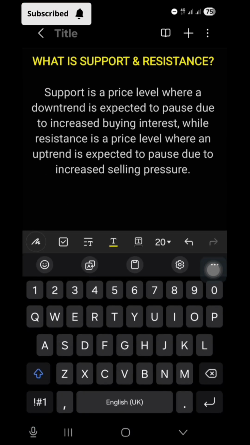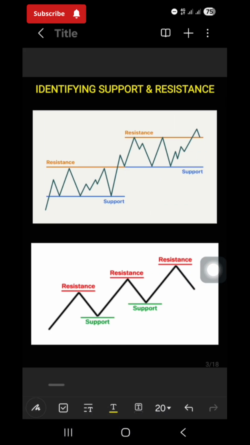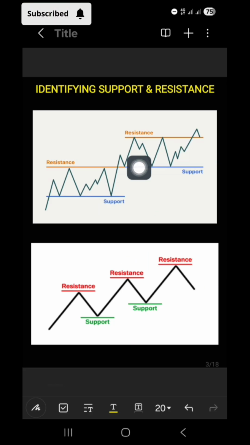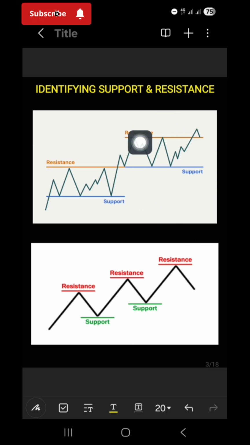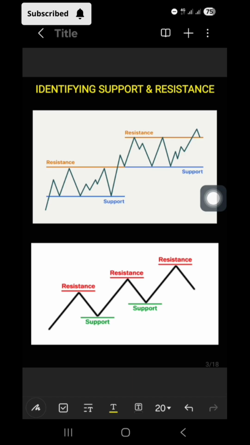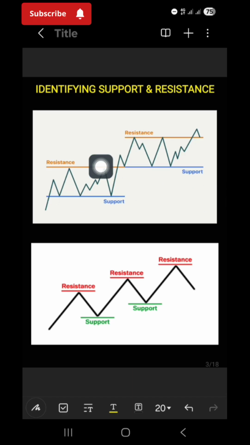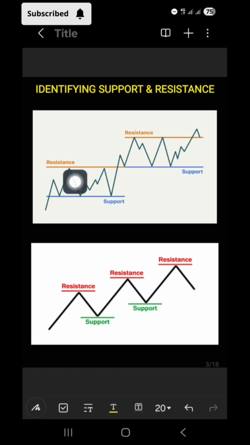Let's go back to those diagrams and explain again. So we have our support here. Support is always below the current market price or the current market movement, while the resistance is always above it. So the movement of the market determines what you will call the line. For those within this zone right now, they call this a resistance line. Immediately it breaks above it, it turns to a support line. Are you getting me? So the next target is another resistance line upward.